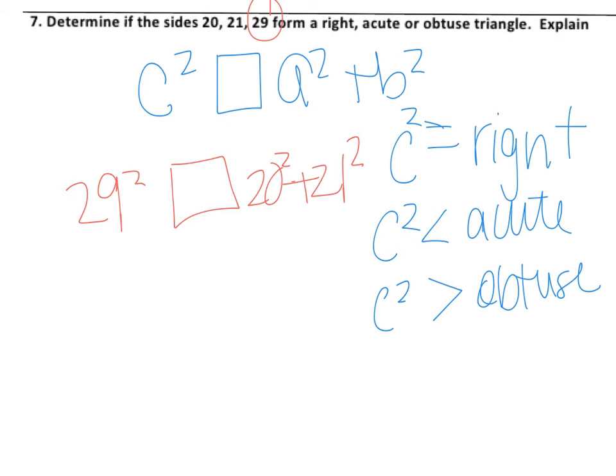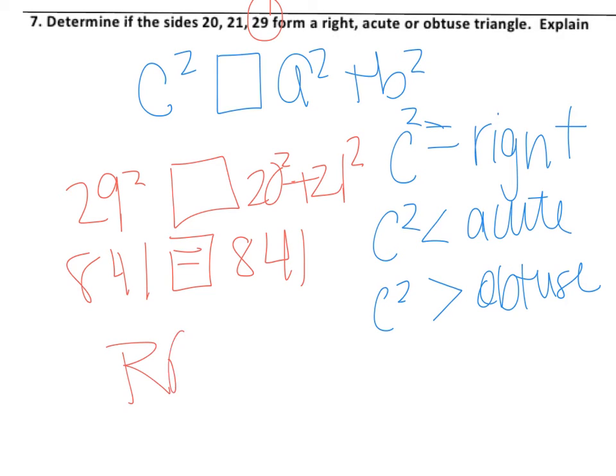When I square 29, we get 841. Compared with 20 squared plus 21 squared, which is also 841. Those two numbers are equal, so we have a right triangle.